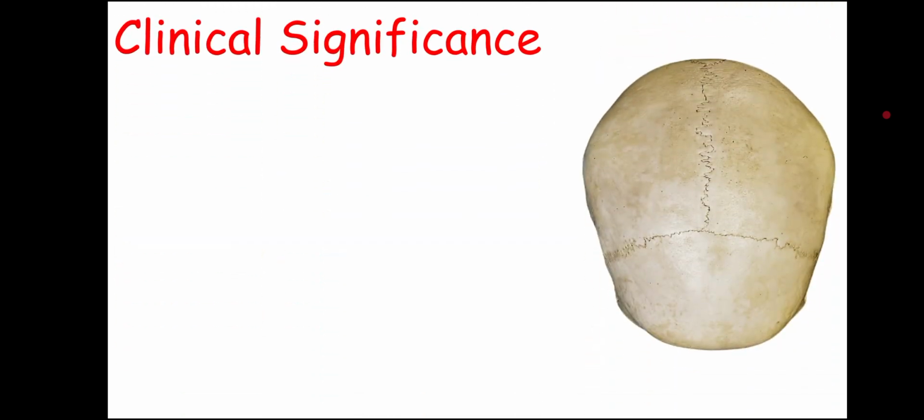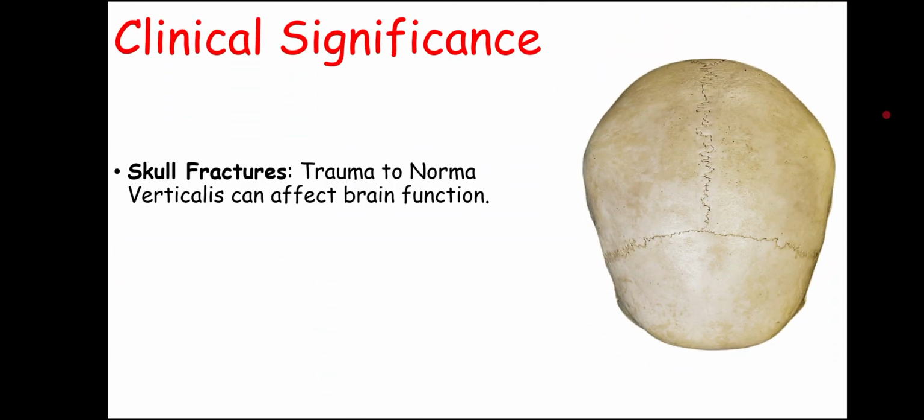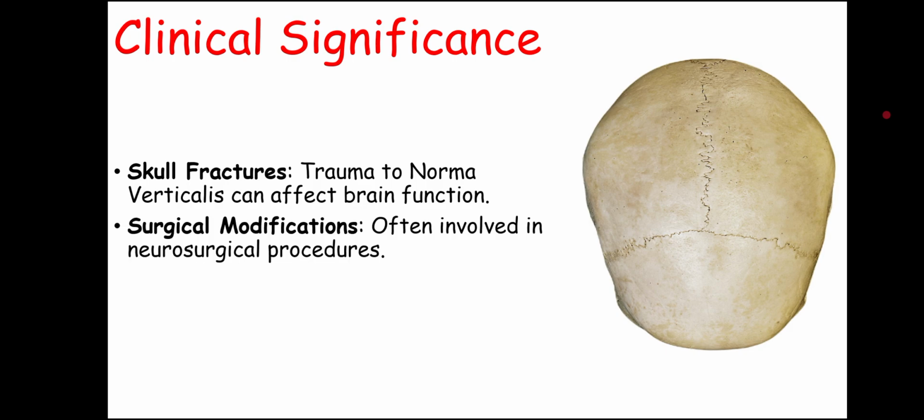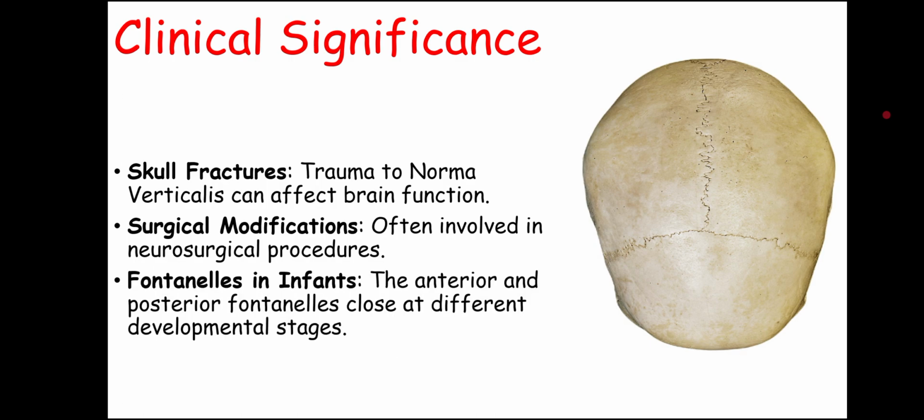And now let's talk about the clinical significance of Norma verticalis. The first is skull fracture, as trauma to Norma verticalis can affect brain function. Surgical modification, as it is often involved in neurosurgical procedures. And fontanelles in infants, the anterior and posterior fontanelles close at different developmental stages, and this helps in assessing the age of the skull, and also to detect if there is an abnormality in skull structure.